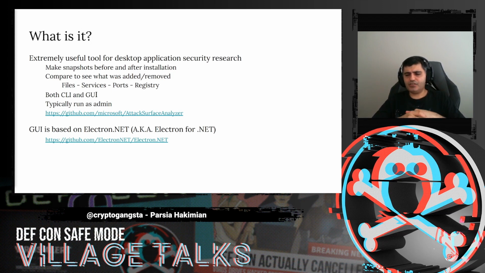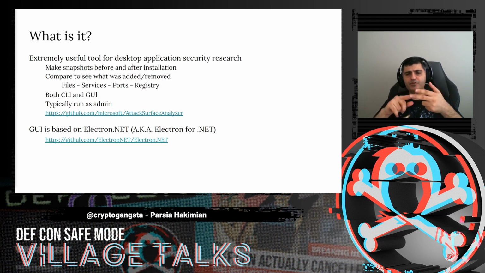What you can do is create runs, which are basically snapshots. You can tell Attack Surface Analyzer to create a snapshot before you install an application on your machine, then you install the application, and then you create a snapshot, or run, after you install the application. Now you can compare these two and see what files were added, what registry keys were added, if there were any open ports, and if there are any new Windows services. Again, it's very useful for this kind of security research.